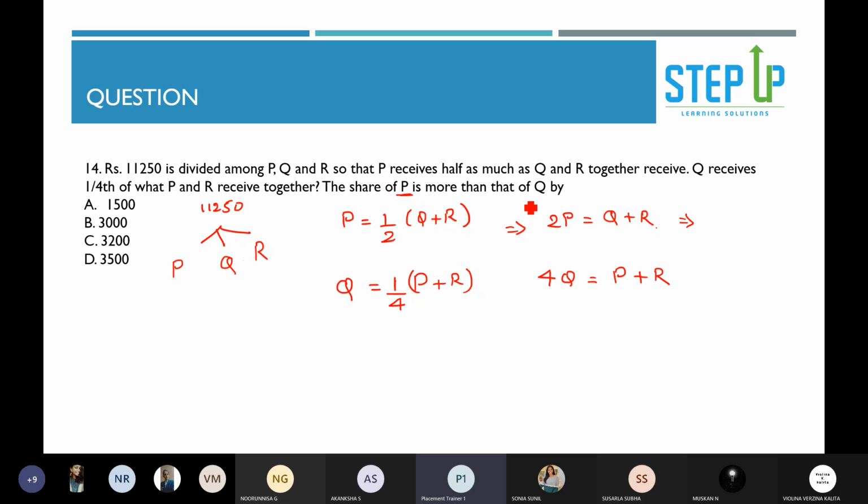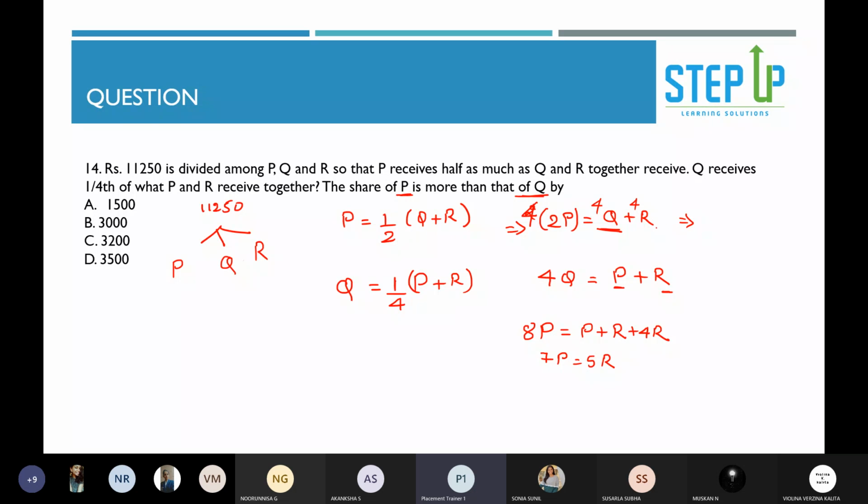The share of P is more than that of Q by what? So basically we need to know the ratio of P, Q and R. One thing here: if I multiply this entire unit by 4, let's say 4Q, 4R, so I will get the value of 4Q, which is P plus R. So I'll substitute here: 8P is equal to P plus R, and this is 4R. So 8P minus P, 7P, is equal to 5R.